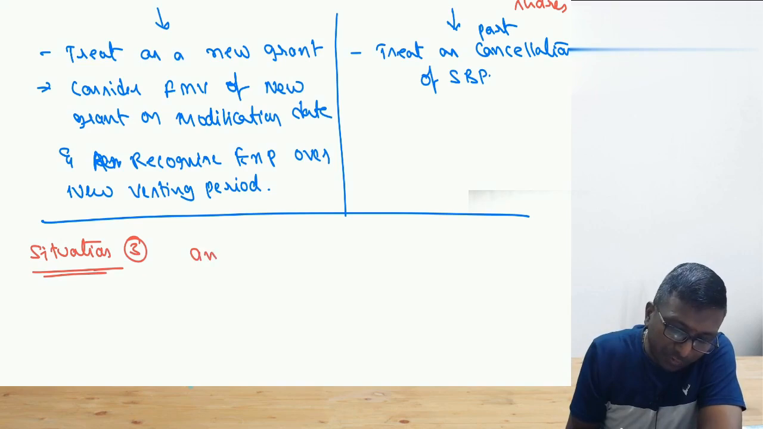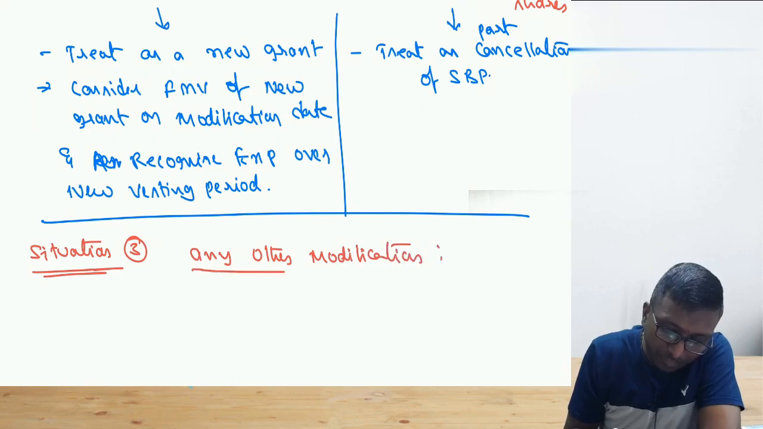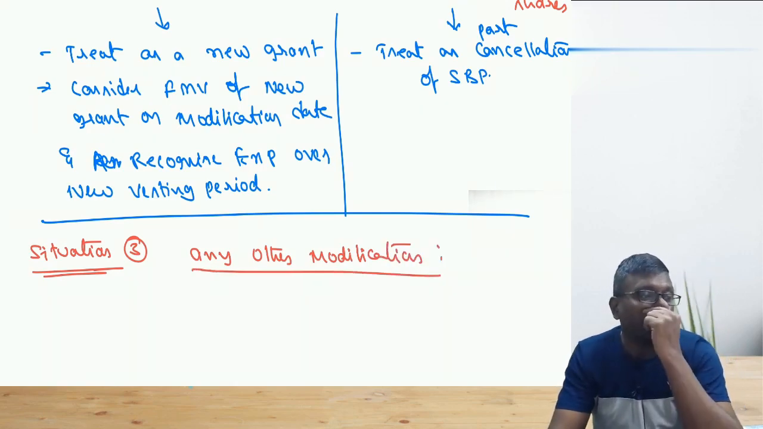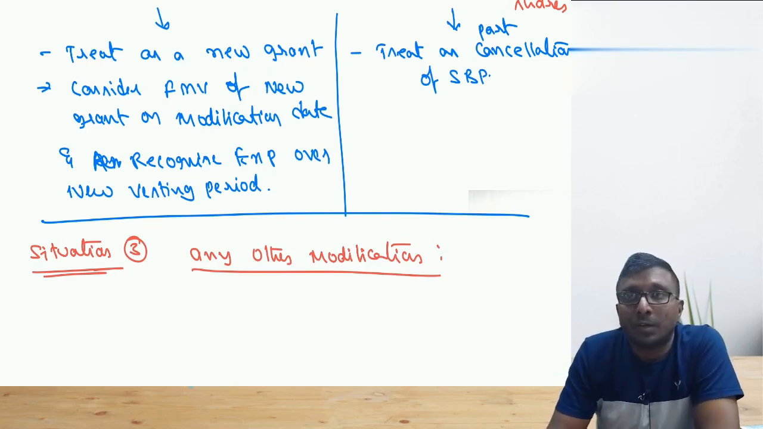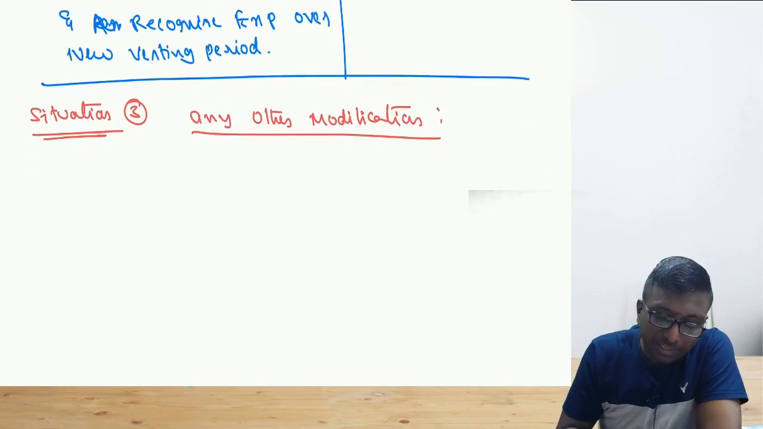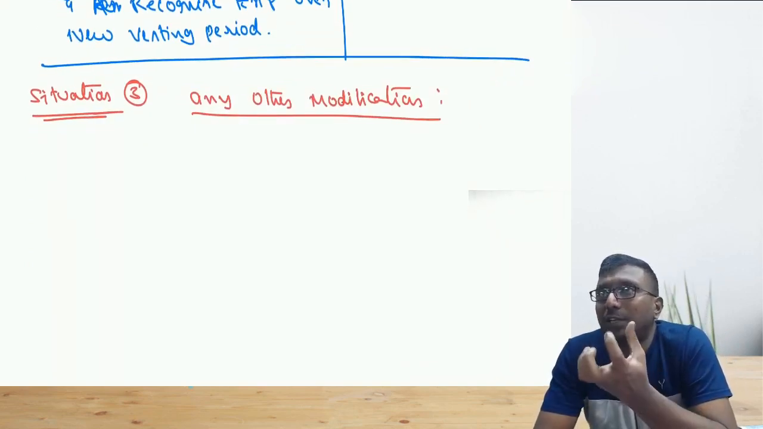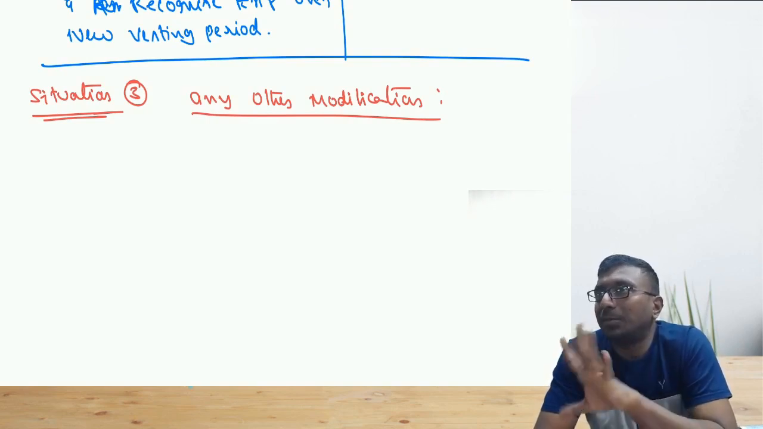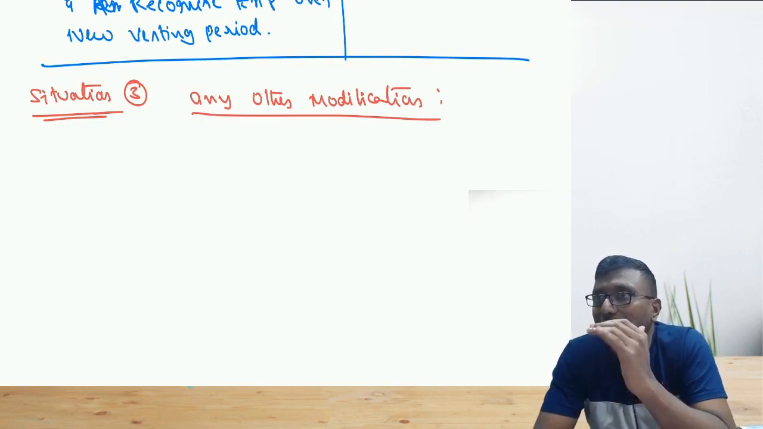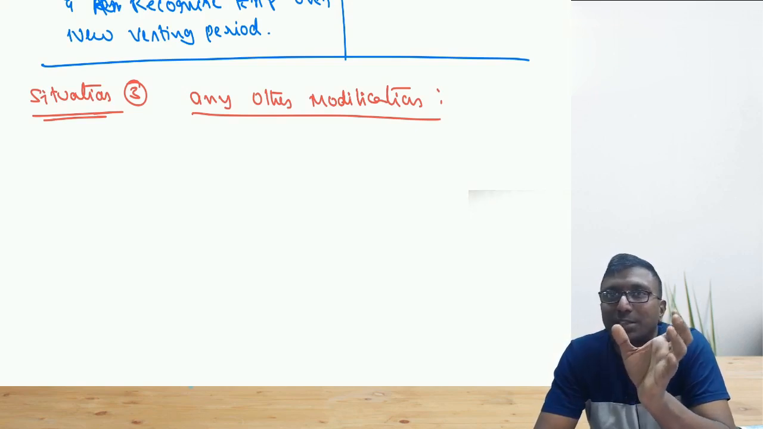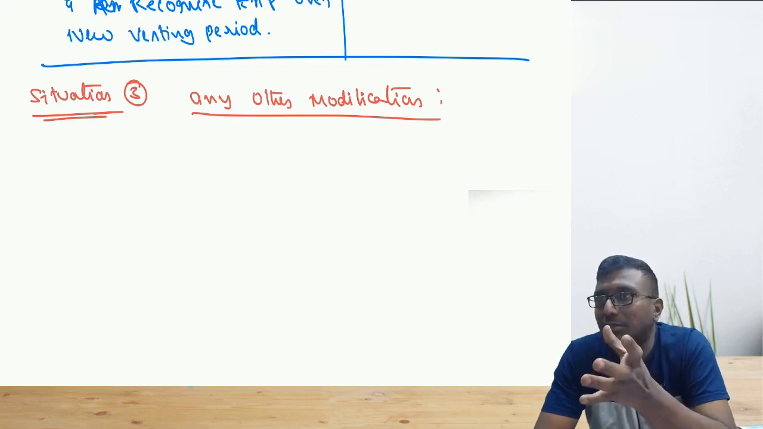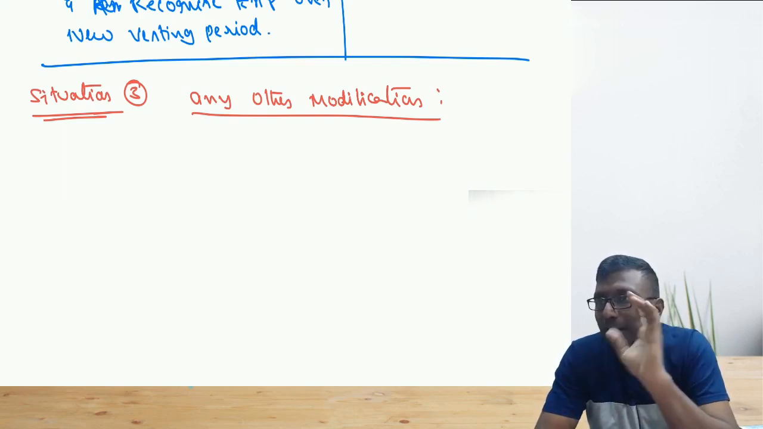Situation number 3. Any other modification? Yeah, but with any other modification there is one small thing. Is it that the market condition is changed? Other than market condition changed. Market target, suppose market price. I must have told you the market price of the share should be equal to 500. You have to achieve it, I told.